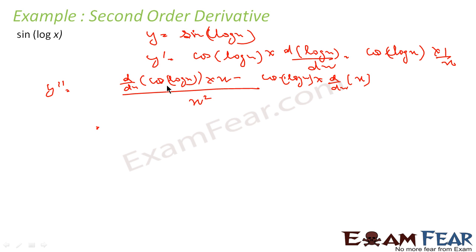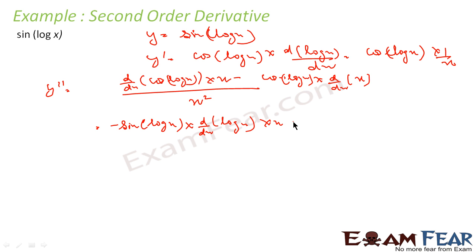So again, d by dx of cos of log x is not difficult. Again, I can assume this as t. So d by dx of cos t is nothing but minus sine t, t is nothing but log x, into dt by dx, that is d of log x by dx. Correct?